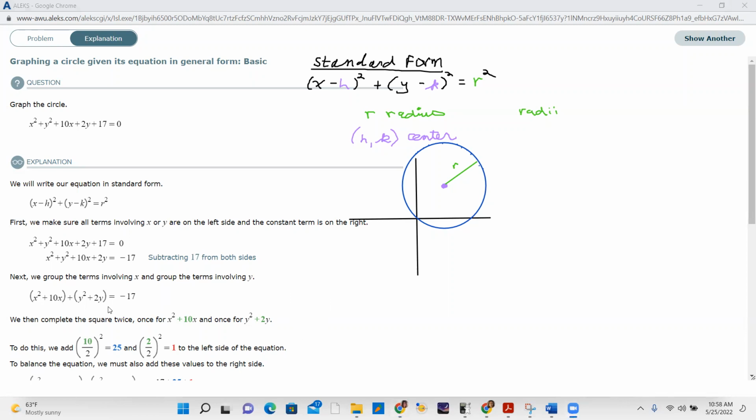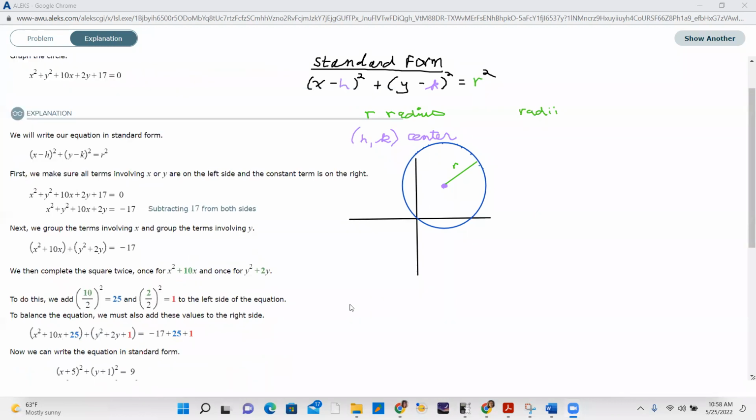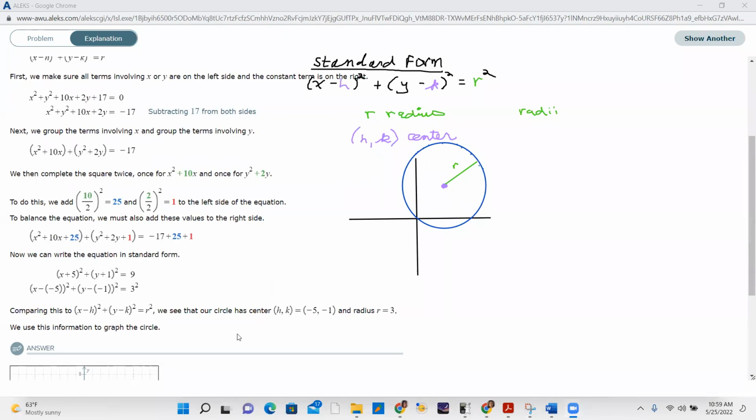So I brought up at least the first part here. So you can see just rearranging the x stuff and the y stuff and subtracting 17 from both sides. And then you take half the 10, which is 5, and square it. So you're going to add 25 to both sides. Half the 2 and square it, add 1 to both sides. And then you can write the equation in standard form and graph it.